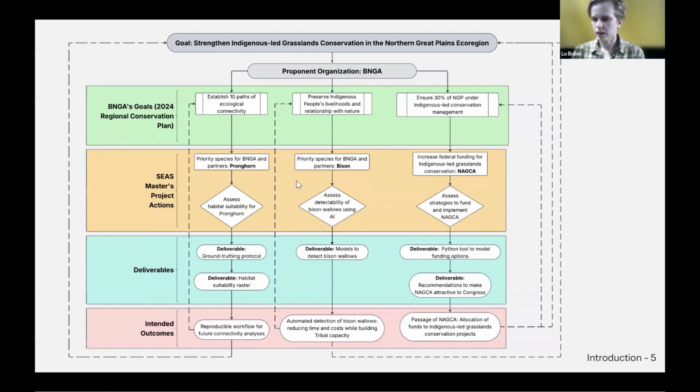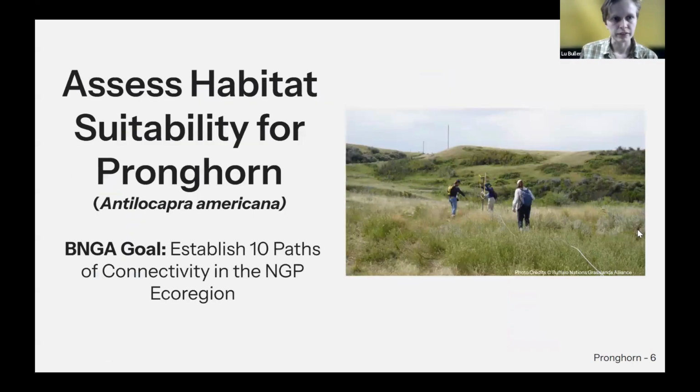And then for the policy component of our project, that was related to the North American Grasslands Conservation Act and BNGA's goals of increasing Indigenous-led management in the Northern Great Plains. So Maya's going to talk about that part of the work, developing a tool to explore financing strategy options and present some recommendations to make NAGCA more attractive to Congress. So that's the overview of the project, and we can go on to the next set of slides that are talking about this pronghorn habitat suitability component.